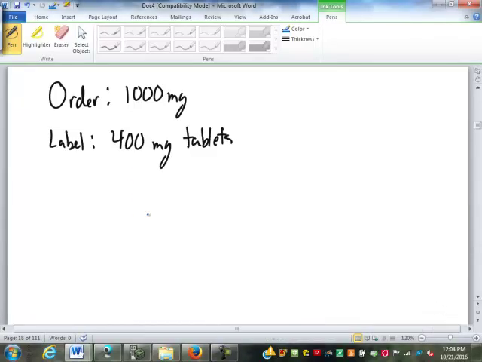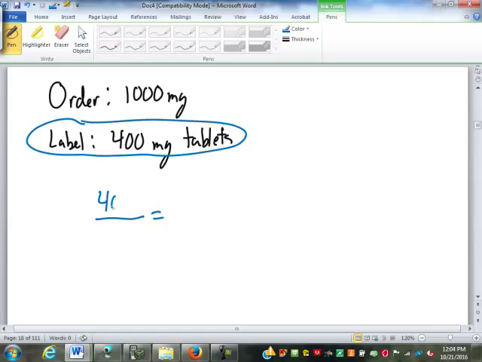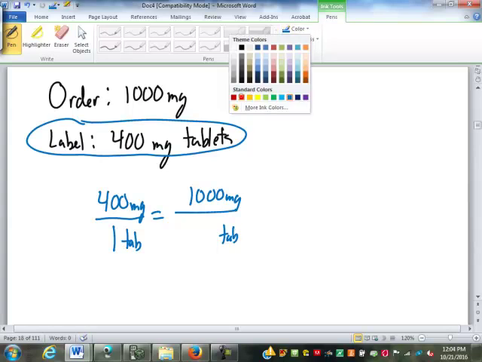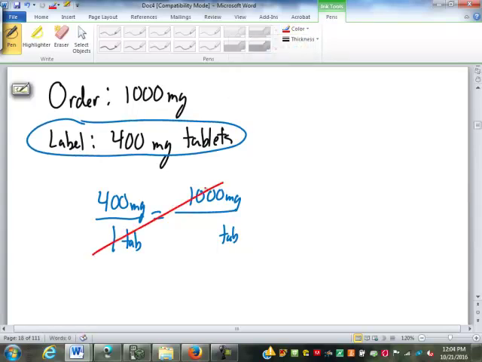So, what goes in our first ratio? Label is 400 milligrams per tablet. In our second ratio, 1,000 milligrams goes on top, tablets on bottom. Cross multiply and divide. 1 times 1,000 is 1,000. Divided by 400 is 2.5. So 2.5 tablets we would administer to the patient.